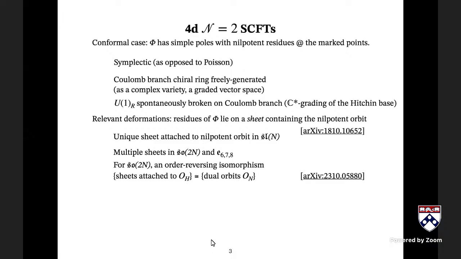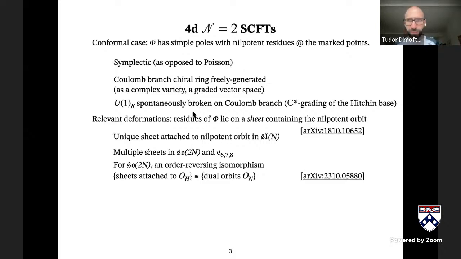There's something in the chat. Is it possible? Yeah, do you see that? John Huerta is asking. Yeah. I think they're just nicely disjoint, but I'm far from an expert.